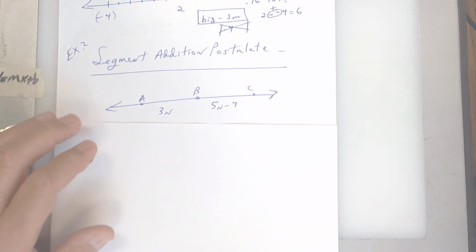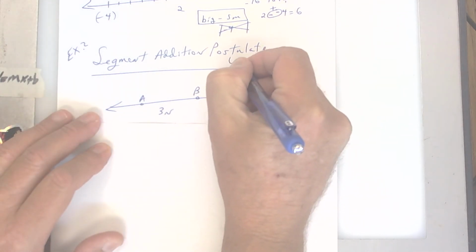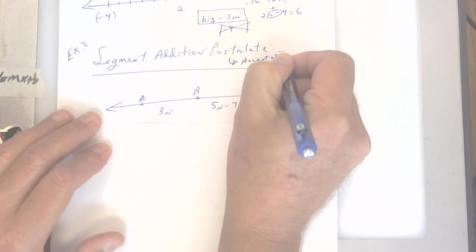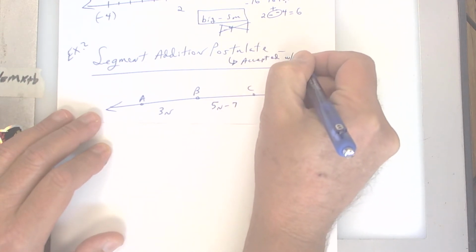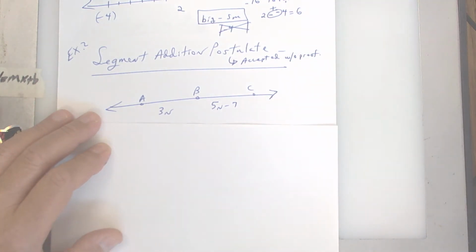All right, let's look up here. Segment addition postulate means you add up segments. And by the way, the word postulate means accept it without proof. You just accept it. Like your parents, you just accept that they are your parents, okay? Because it's all you've known.